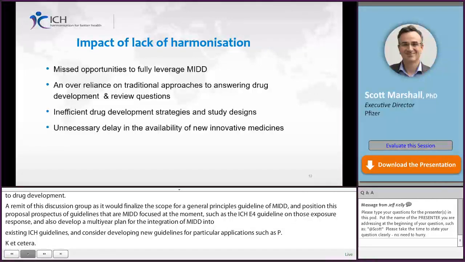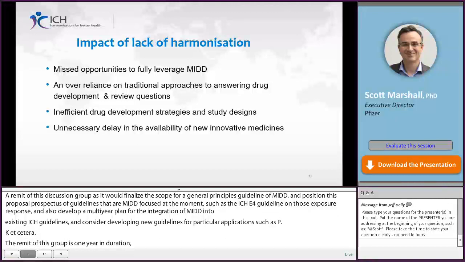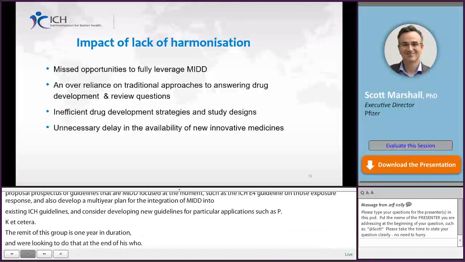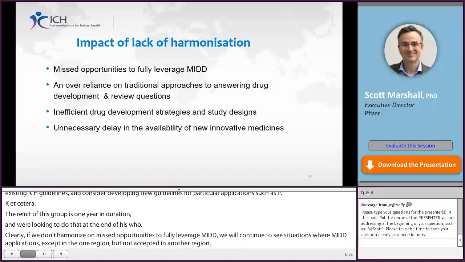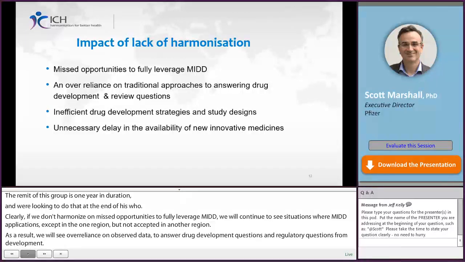So clearly, if we don't harmonise, we'll miss opportunities to fully leverage MIDD. We'll continue to see situations where MIDD application is accepted in one region but not accepted in another region. As a result, we'll see the over-reliance on observed data to answer drug development questions and regulatory questions, leading to inefficient drug development. Strategies to develop new medicines will not gain from potential efficiencies, and clinical studies may not provide the necessary learning opportunities in terms of exploring the dose exposure response surface. Finally, development could take longer and patients will need to wait longer for innovative therapies to be available.